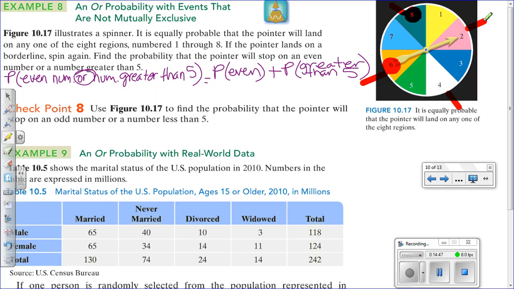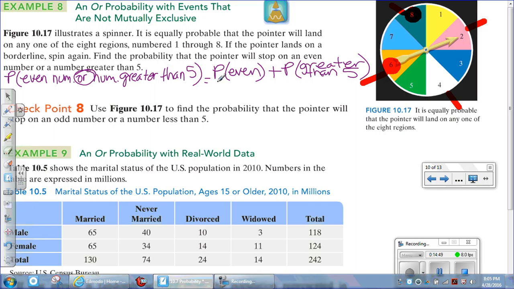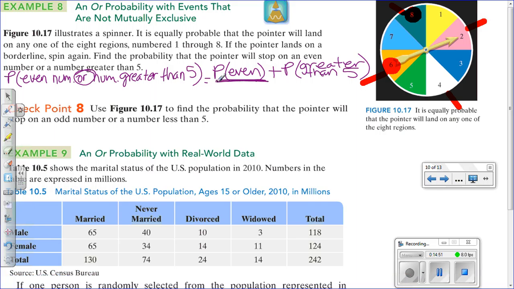So let's see. The probability that you get an even number, how many even numbers are there? We have 2, 4, 6, and 8. So we have 4 out of a total of 8. Plus the probability of getting a number that is greater than 5. I'm sorry, just greater than 5, that will include 6, 7, and 8. So that is 3 over 8.